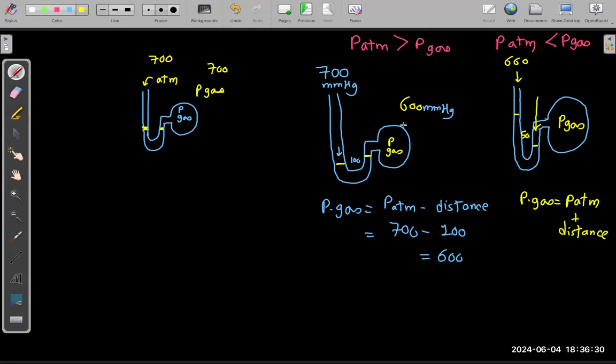Or, you can stop all this blah, blah, and just give me the summary. The summary: if the pressure of the atmosphere is higher, you will subtract. If the pressure of the atmosphere is lower and the line is higher, just add this number. So it's equal to 660 plus 50, which equals 710 millimeter Hg.